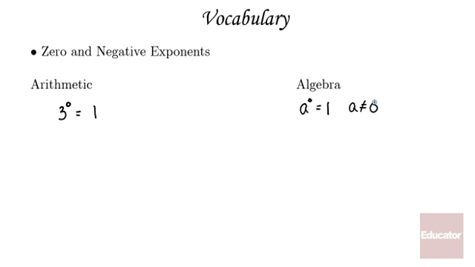For a negative exponent, if I had 3 to the negative second power, that would become 1 over 3 to the second power. It's repeated division. That's why it's under the 1. And that would become 1/9. In algebraic terms, if I had a to the negative second, I would have 1 over a to the second, when a does not equal 0 again.